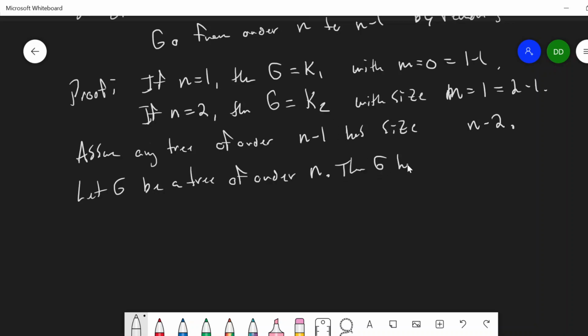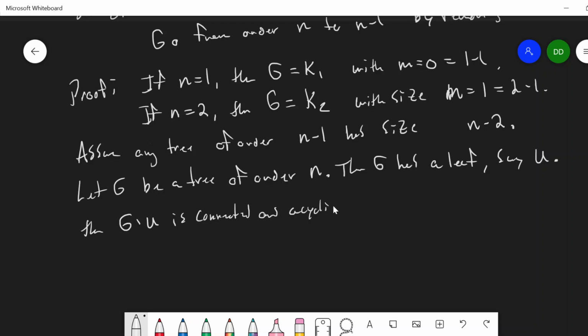Then G has a leaf. It has two leaves, but it has at least one leaf. Say u is a leaf. Then G minus u, since the leaves of a tree are not cut vertices, G minus u is connected. And since G was acyclic, well, if I remove a vertex, I certainly can't introduce a cycle into the graph that way. And so it's also acyclic. Hence a tree.